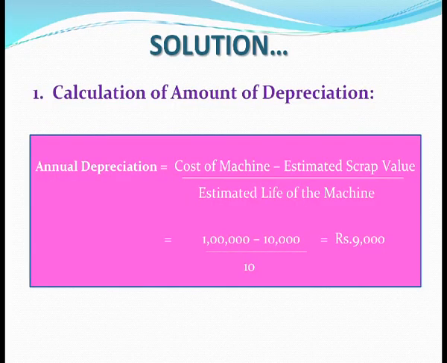The calculation of the amount of depreciation would be the cost of the asset minus the scrap value, divided by the estimated useful life of the machinery. So the annual depreciation would be: the cost is 1 lakh minus the scrap value, that is 10,000, divided by the useful life of the asset, which is 10 years. So the amount turns out to be 90,000 divided by 10. So 9,000 becomes a uniform, consistent amount, which needs to be charged to depreciation on an annual basis.